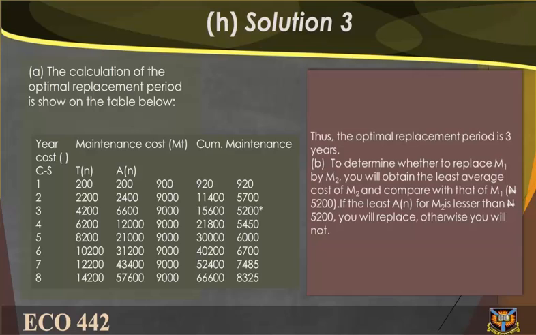H. Solution 3. A. The calculation of the optimal replacement period is shown on the table below. See table. Thus, the optimal replacement period is 3 years. B. To determine whether to replace M1 by M2, you will obtain the least average cost of M2 and compare with that of M1, 5,200 naira. If the least average cost for M2 is lesser than 5,200 naira, you will replace, otherwise you will not.